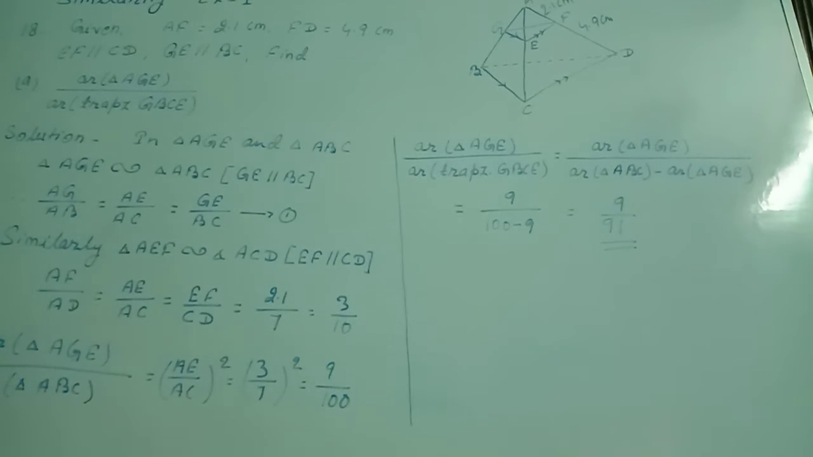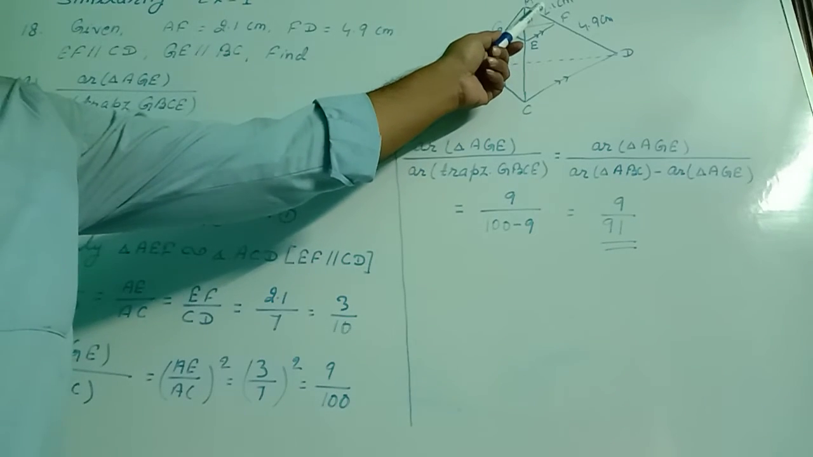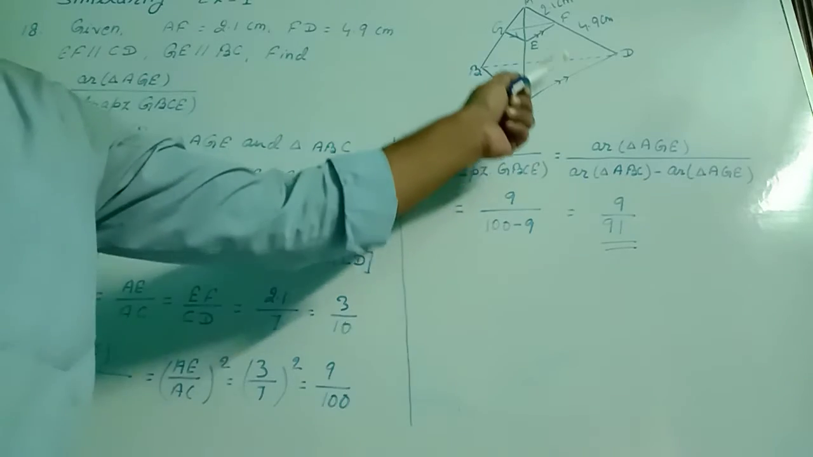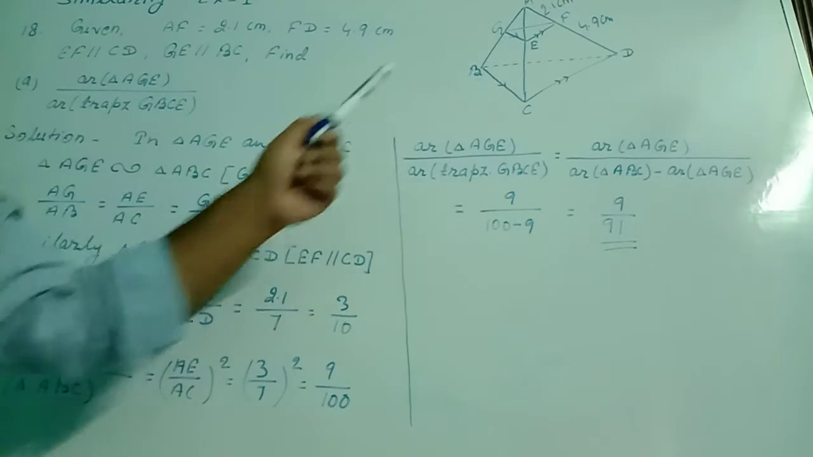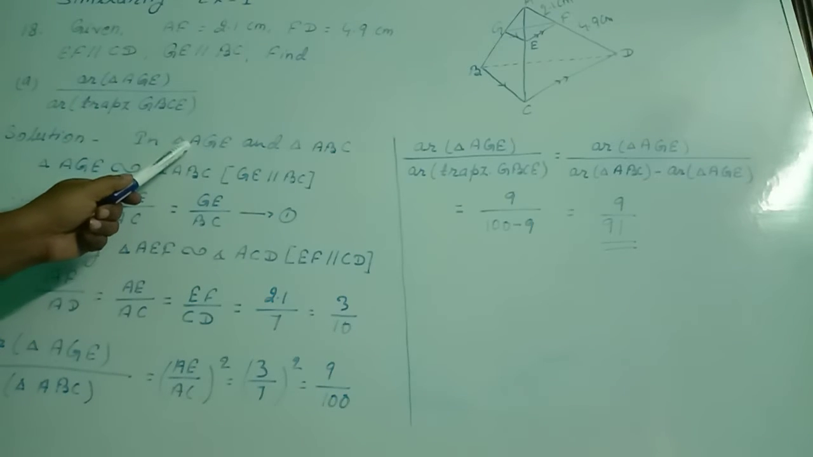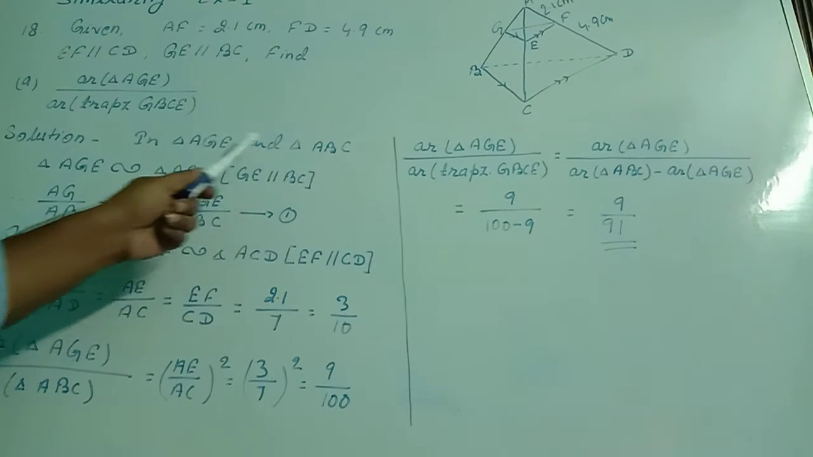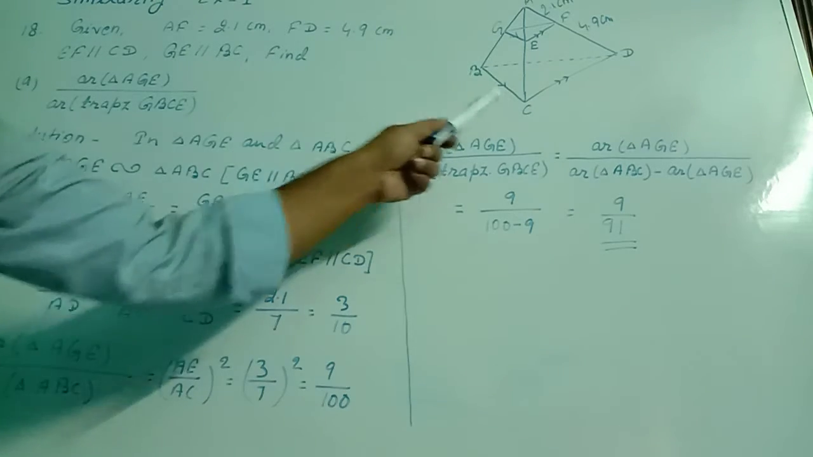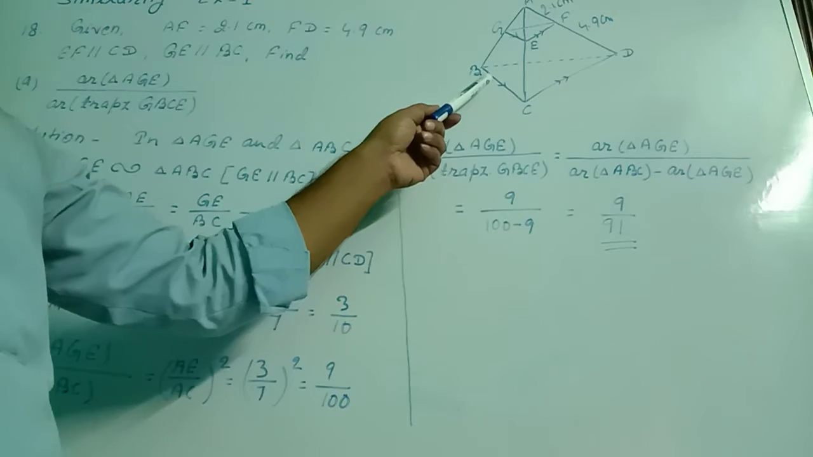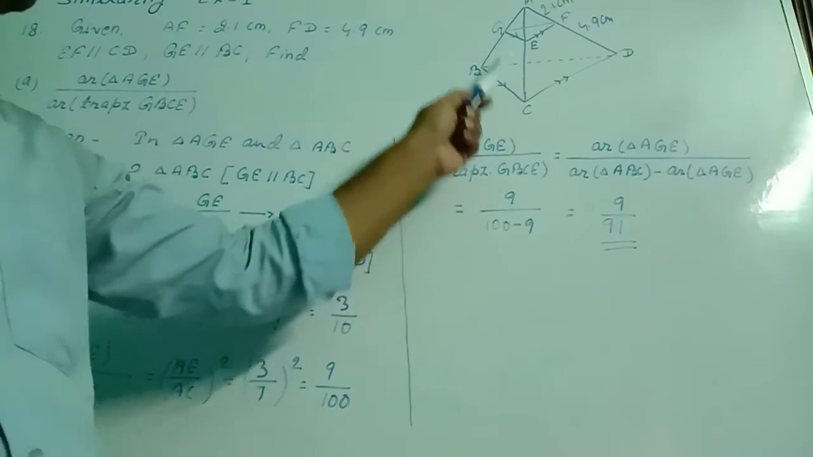Question number 18, this figure is given in which AF equal to 2.1 centimeter and AD equal to 4.9 centimeter. EF is parallel to CD, these two lines are parallel, and GE is parallel to BC. We are asked to find area of triangle AGE by area of trapezium GBCE. So for that, at first I proved these two triangles are similar, AGE and ABC, because GE is parallel to BC. So from basic proportionality theorem, then I wrote the ratio of the corresponding sides, that is AG by AB equal to AE by AC equal to GE by BC.